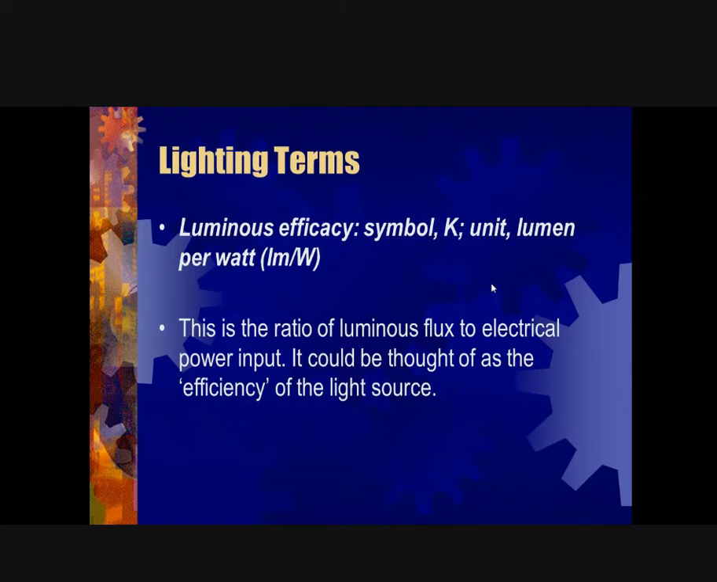The efficacy, which some persons might call the efficiency, has the symbol K, and it's lumens per watt. This is the ratio of the luminous flux we looked at before to the electrical power available. You can look at it as similar to the efficiency of the light source, how efficient the light source is compared to another source. However, it is actually efficacy, so if we ask for the efficacy of a lamp, it's really the lumens per watt.